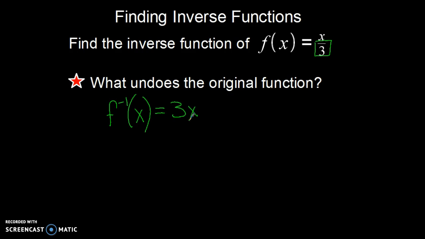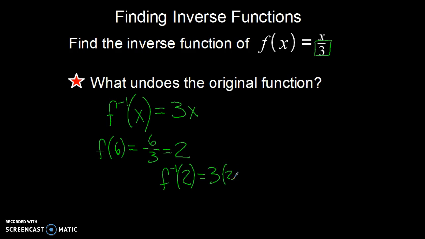Now, one way to test if this actually worked is we can plug something into the original function, get an answer, and then plug it into our inverse and see if we get back to where we started. So let's try that with one simple example. Let's find f of 6. So f of 6 is just 6 divided by 3, which is going to give us 2. Now, if we try to go back the other direction, that means that plugging 2 into our inverse should get us back to 6. So let's try that out. If we do f inverse of 2, well, that's going to be 3 times 2, and that does indeed get us back to where we started. So this inverse function seems to work.